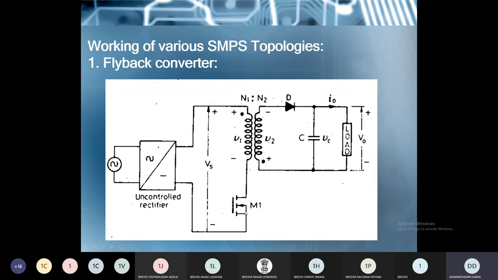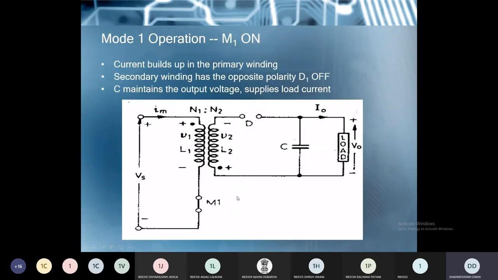When your power MOSFET switch is on, what happens at the load side? And when your power MOSFET is off, what happens at the load side voltage? So let's first understand the first mode, when your switch is in the on condition. So mode 1 operation, M1 is on, it means the switch is in the on condition.